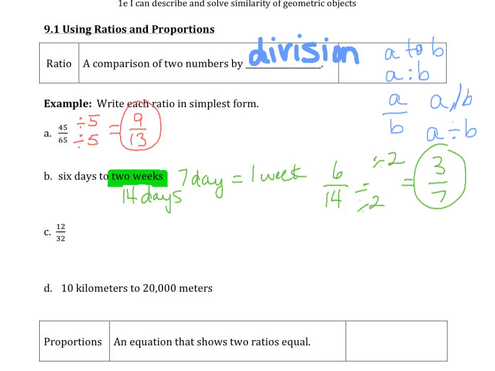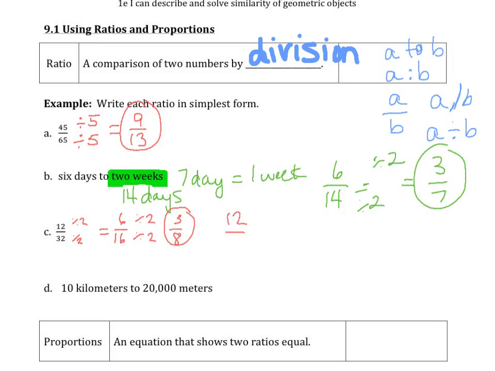All right, looking at our next example, 12 over 32. I see again that they're both even, so I'm going to first look at 2. I know that I can divide them both by 2. I also see that I can divide them both by 4. I'll show you what happens both ways. So first, if I divide them both by 2, I get 6 over 16. Then I see that I can divide those both by 2 again, and I get 3 over 8. That's our simplest form there.